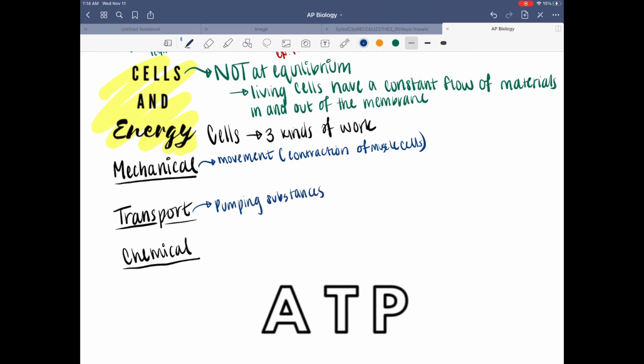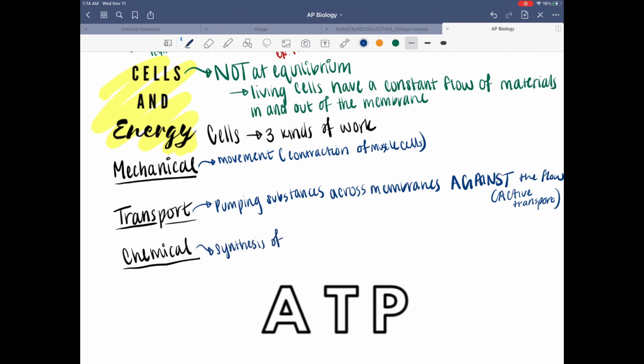Second would be transport. The transport functions are things like pumping substances across the membrane against the flow. So think of active transport, where we have to move things using energy. The last type is your chemical, which is the synthesis of molecules. For example, when your cells build polymers from monomers, when the monomers are put together to make your polymers, that's an example of a chemical function done by the cell.